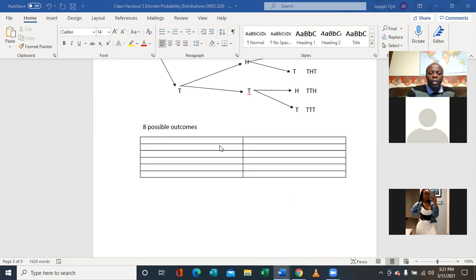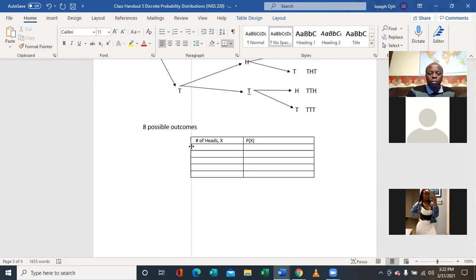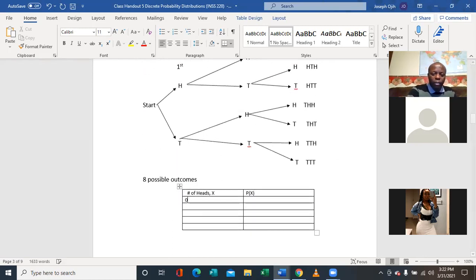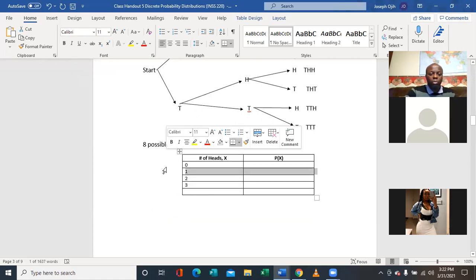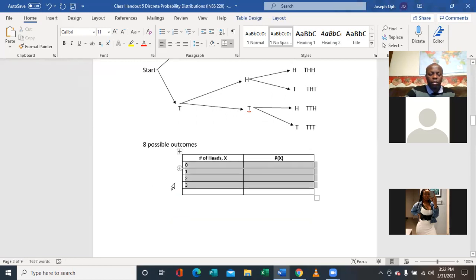We can say we have number of heads, X, and the probability of X, which is our P(X). Number of heads and then the probability of that, which is our P(X). Now, no head, that's zero heads. One head, two heads, and three heads. Now remember, if you like, you can use the number of tails. It will still give you the same results.